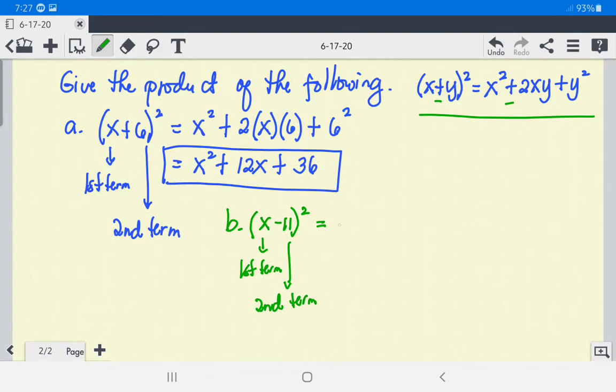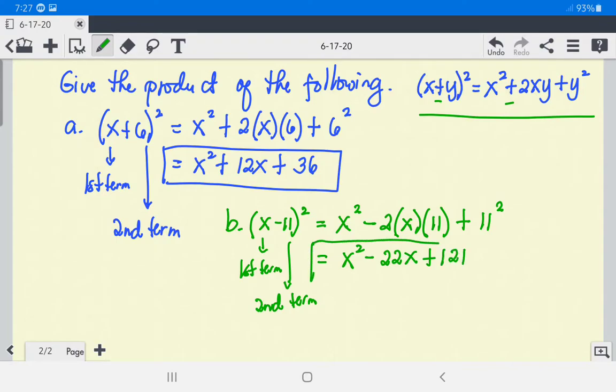Okay, so let us square the first term, x squared. Since this is minus, so minus 2 times the first term x times the second term 11. Then plus the square of the second term. Then we have x squared minus 2 times x times 11, we have 22x. Then plus 11 squared, or 11 times 11, that is 121.